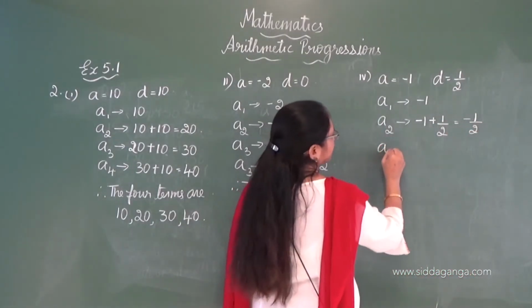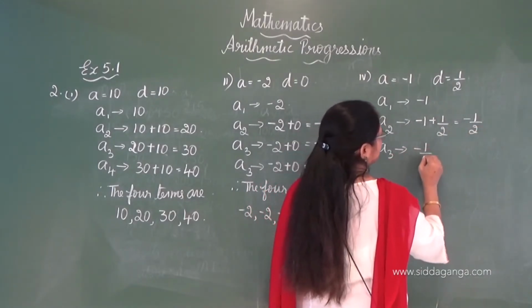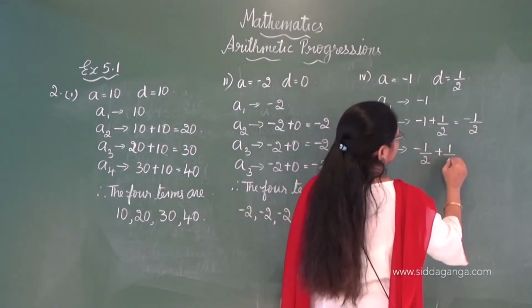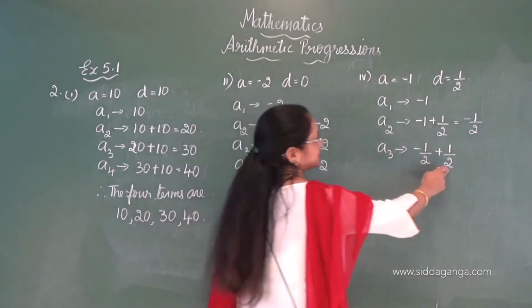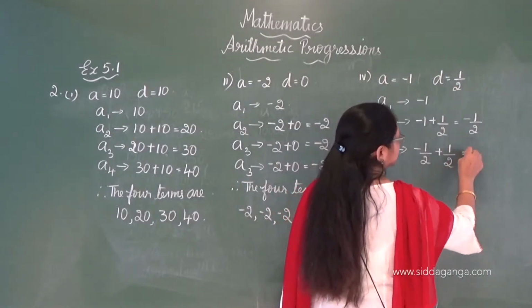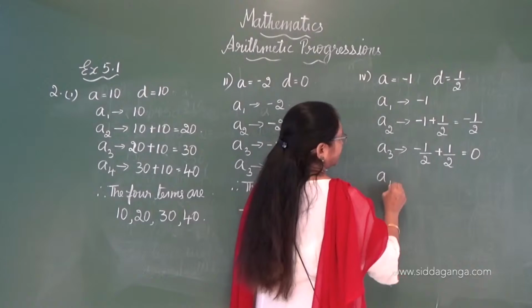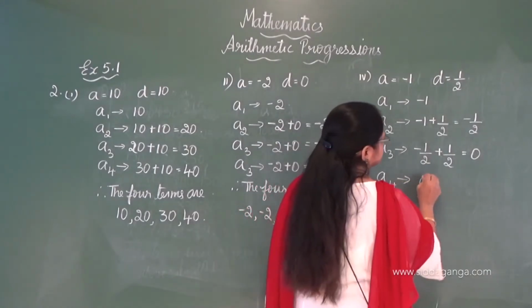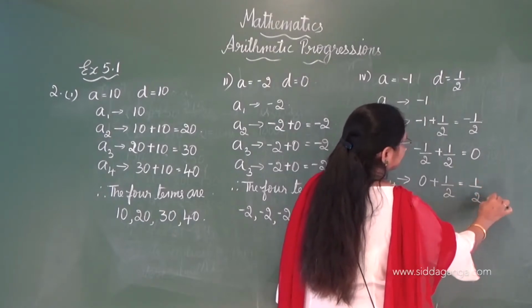Next A3. A3 will be, the second term is minus half plus half. See, minus half is the second term and plus half is the common difference. So here minus half plus half cancels, 0. Then A4 is 0 plus half. 0 plus half is half.